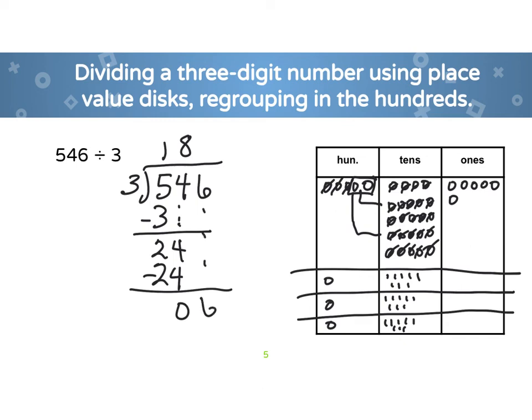I bring down my 6 ones. I divide those up equally. Everybody gets 2. 2 times 3 is 6. And then I subtract, and I have a remainder of 0.